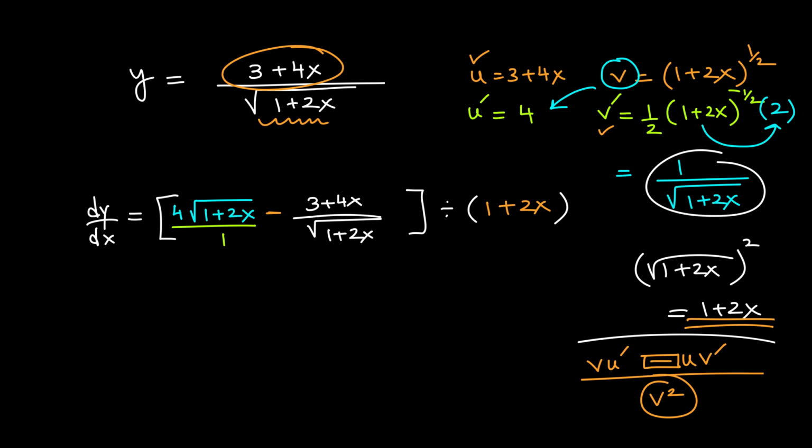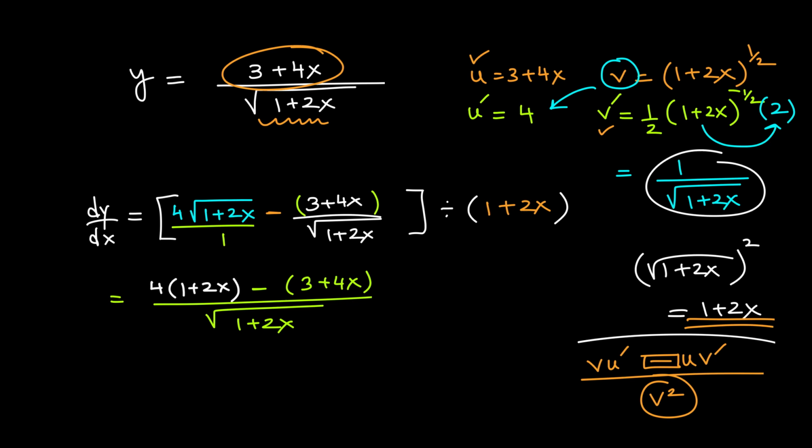The denominator is 1 for this fraction. Let's take the LCM. So this is the square root of (1 + 2x). Now this negative sign and this (3 + 4x) remain as they are. What happens to this square root and this square root? The same thing that happened over here. After squaring, the square root disappears. So therefore, this is 4 multiplying with (1 + 2x). So this is the overall numerator.